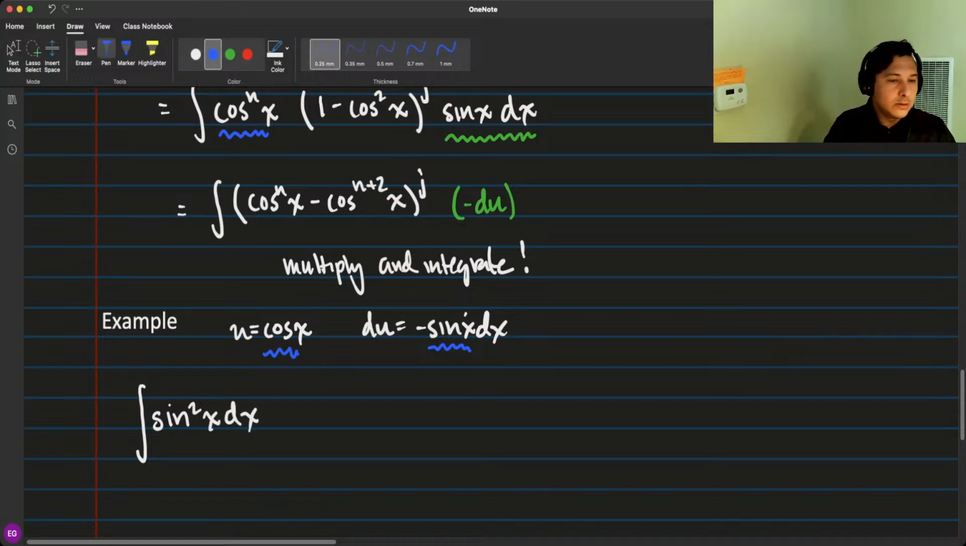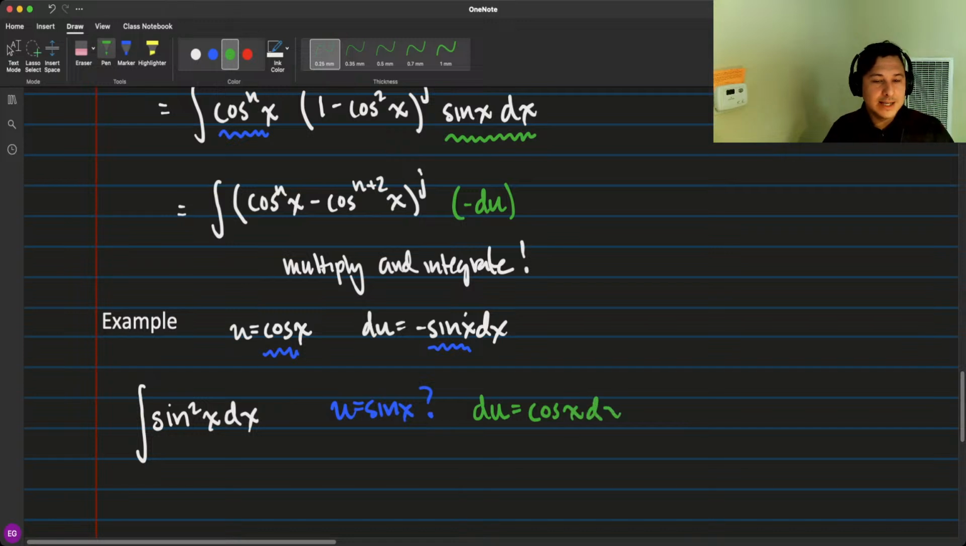Can I just set u equal to sine x to solve this? I can't just do this, because then my du would be equal to cosine x dx, and there's no cosine. So this is not going to work out. U substitution doesn't look like it's going to work for this example. Does that make sense to everyone?